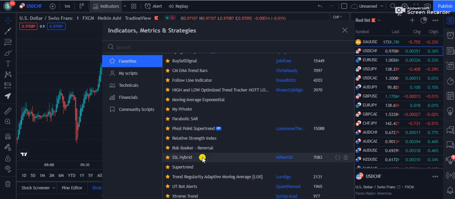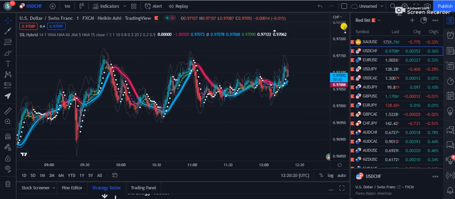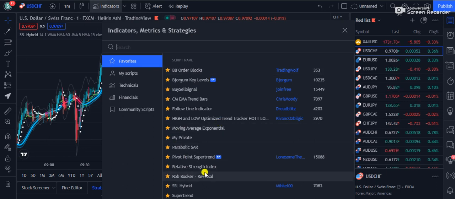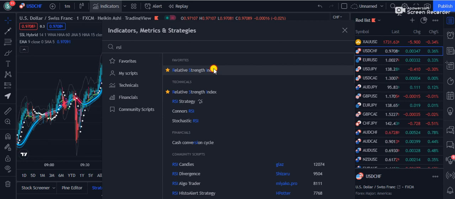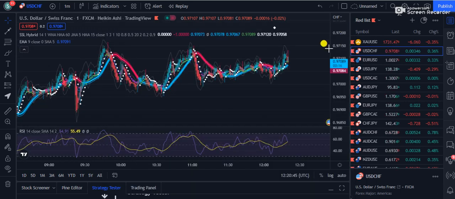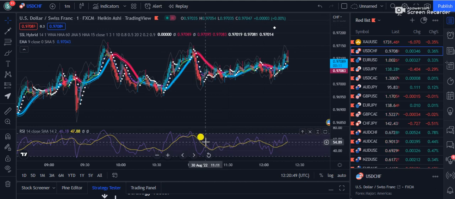So the first indicator that I will be using is the SSL hybrid. Okay, and if I go to SSL hybrid, you can see this is by Mehical 007083 traders are using this one. Okay, the second indicator that we will be using is the moving average exponential. I have also, you can see it is attached on my screen. The third indicator that I will be using is the RSI, relative strength index. Clear? Okay, so you can see the three indicators are attached on my screen. Do not worry about anything because now we are going to make some changes.